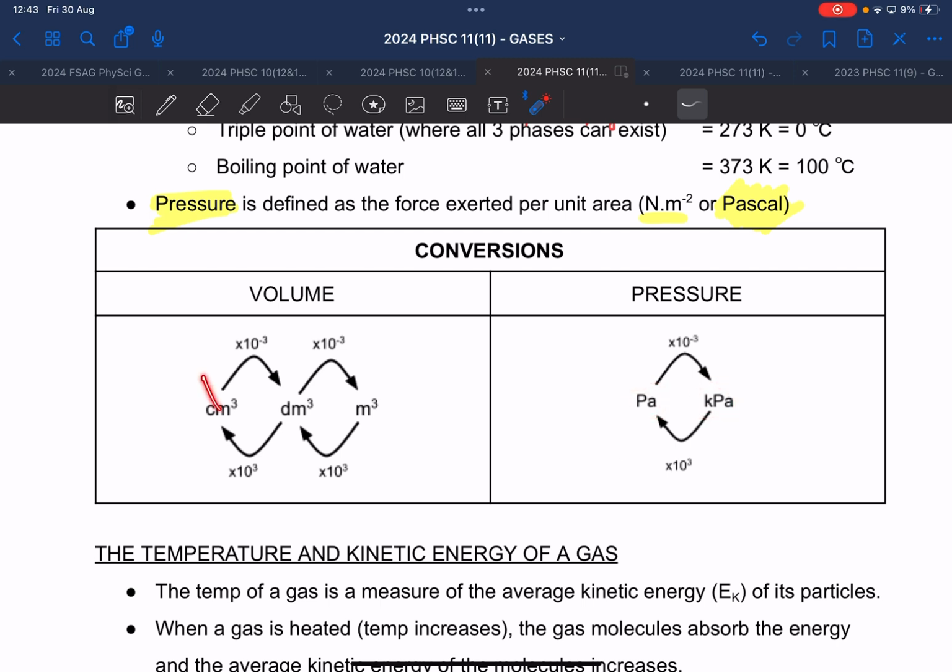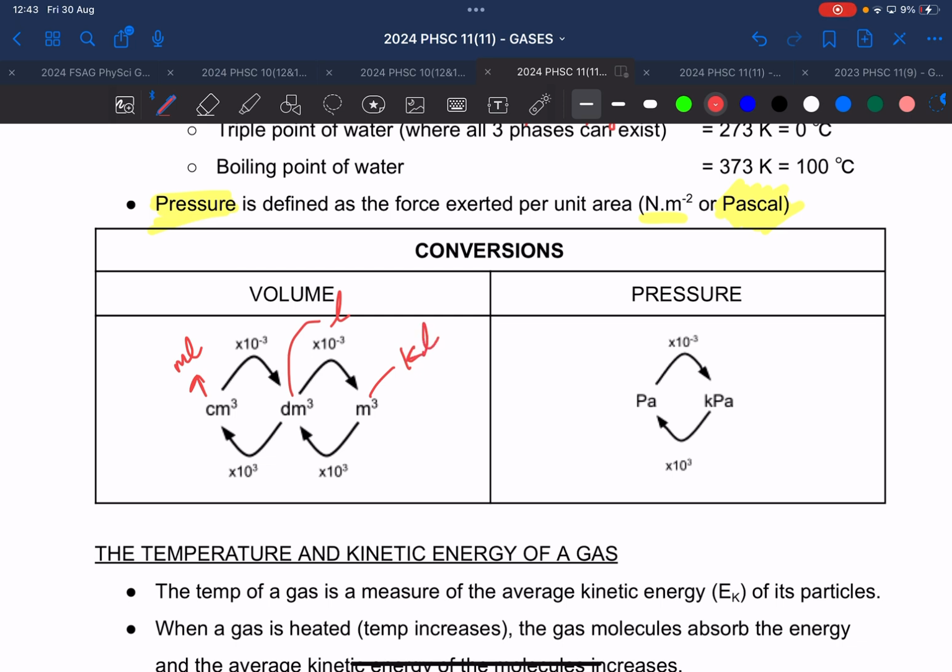Okay, just quickly, centimeters cubed, Rory, is the same as what? I'm going to give you a choice. Is it milliliters or liters? Milliliters. Decimeters cubed is liters and meters cubed is kiloliters.